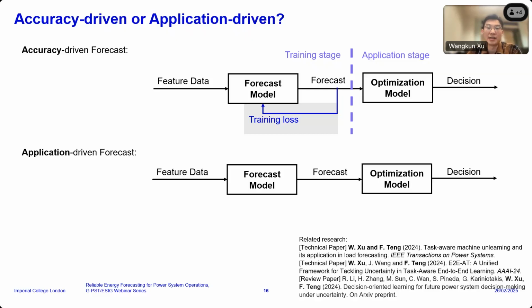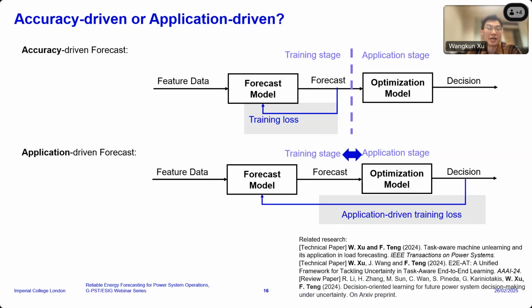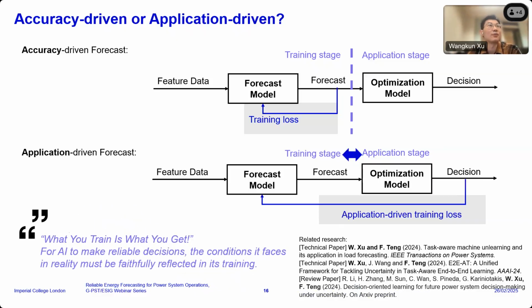In contrast, in the application-driven forecast, the value of the decisions, or the reflection of the forecast on the activities, is explicitly used as the training loss in the offline training stage. By this kind of design, the trained energy forecaster will be more and more aligned with the operation cost. Therefore, the main takeaway I would like to summarize from this slide is that what you train will become what you get in reality. For AI to make economic or reliable decisions, the conditions it faces in reality must be faithfully reflected and respected during its own training.